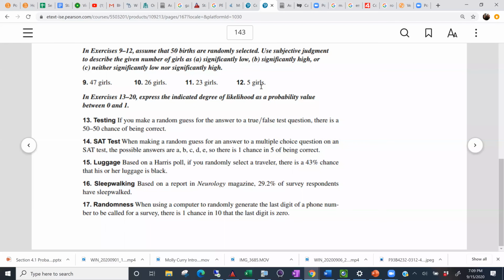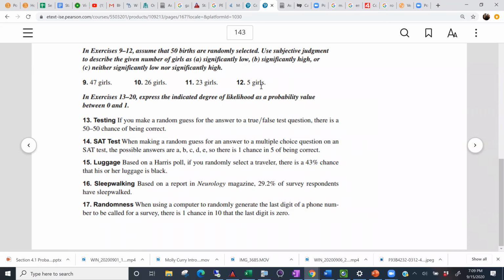How many girls, I mean, in a perfect world, how many boys and girls would you expect out of 50 babies? 25 each. Is 26 really high? Or is it kind of like, okay, so you got 26. Yeah, a little variation there. Neither significantly low or high. Thank you, Jess. It's neither high nor low. It's close to what you expect. And of course, you expect some variation.